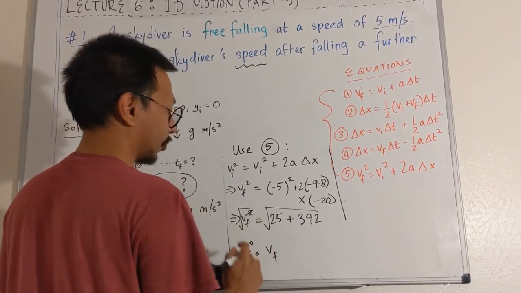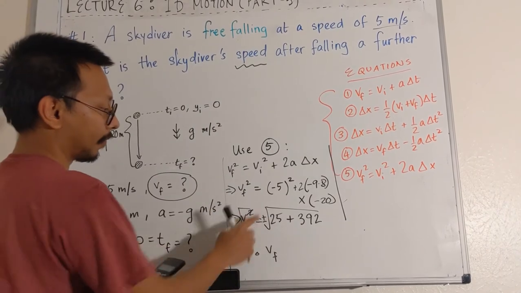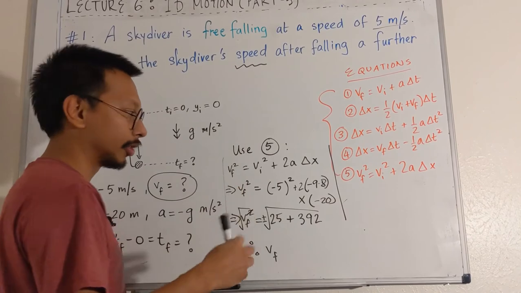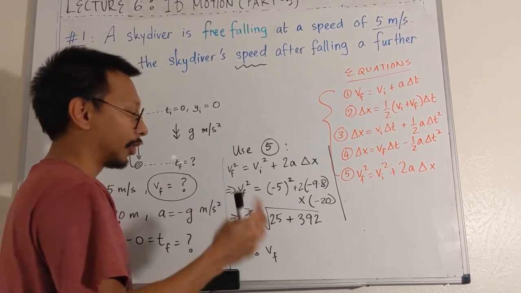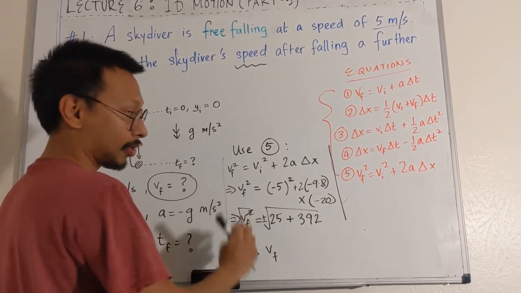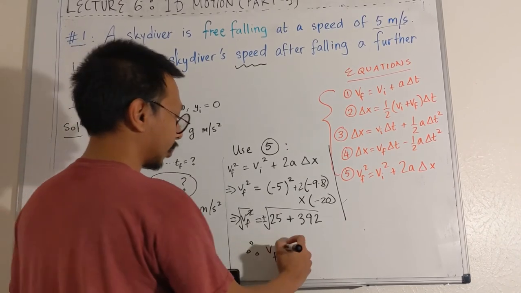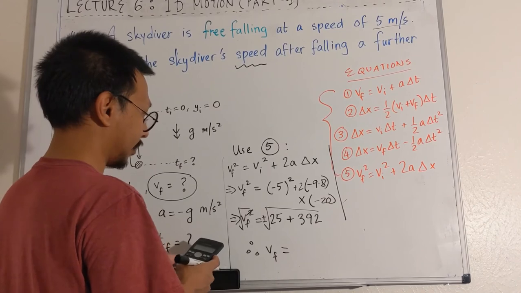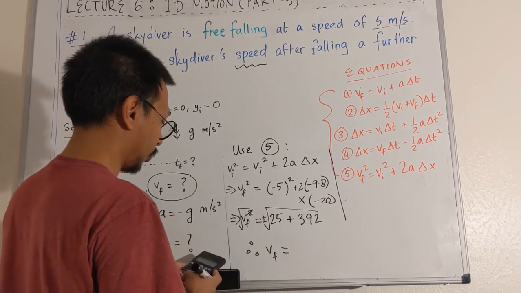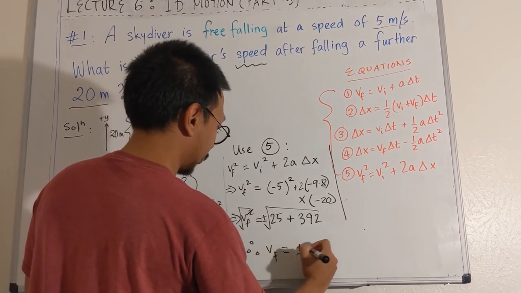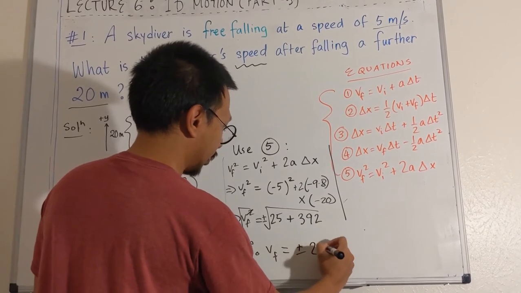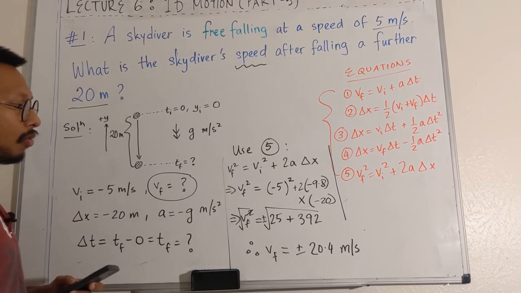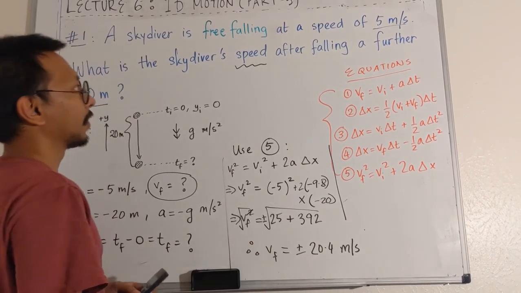So remember, when you square root, you always have plus and minus both solutions, because you're actually having 2 solutions for a square, 3 solutions for a cubed. So one solution is plus, one solution is minus. Okay, so which one to choose? Let's see. So 25 plus 392, square root of that gives us plus minus 20.4 meters per second.